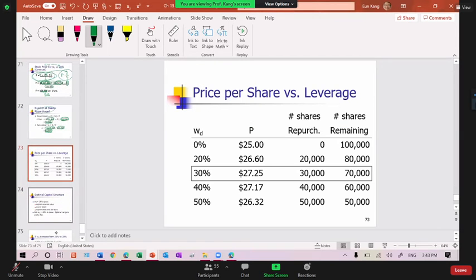Now we can apply that procedure to all the other percentages. Know that 100,000 shares at 20% gives 20,000 shares and 80,000 shares. At 30%, 30,000 and 70,000. So pretty obvious, right? And the stock price is 27.25, the highest price.